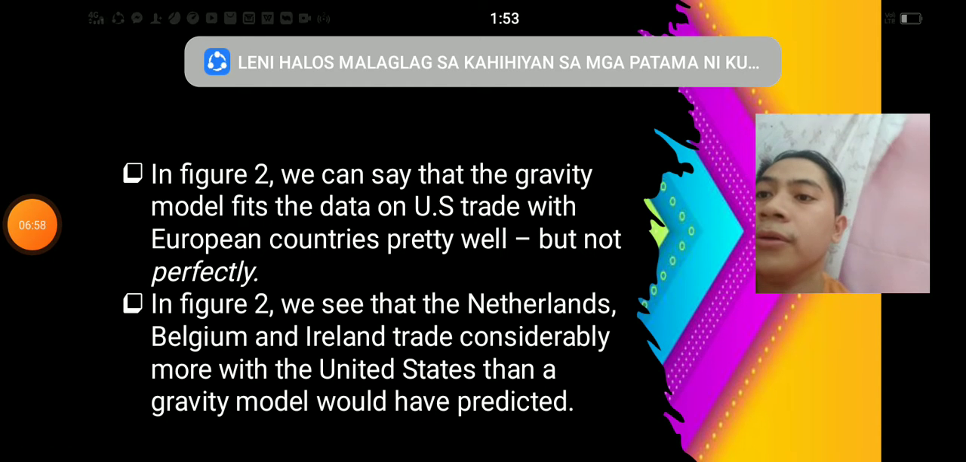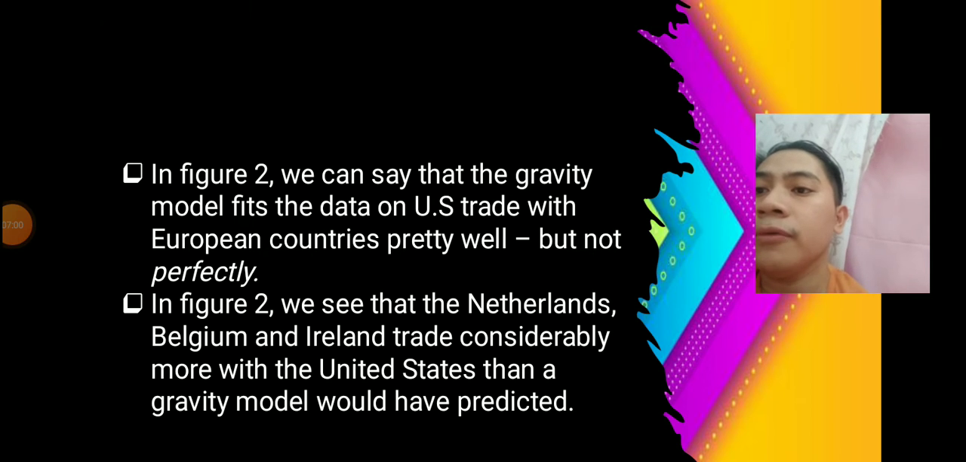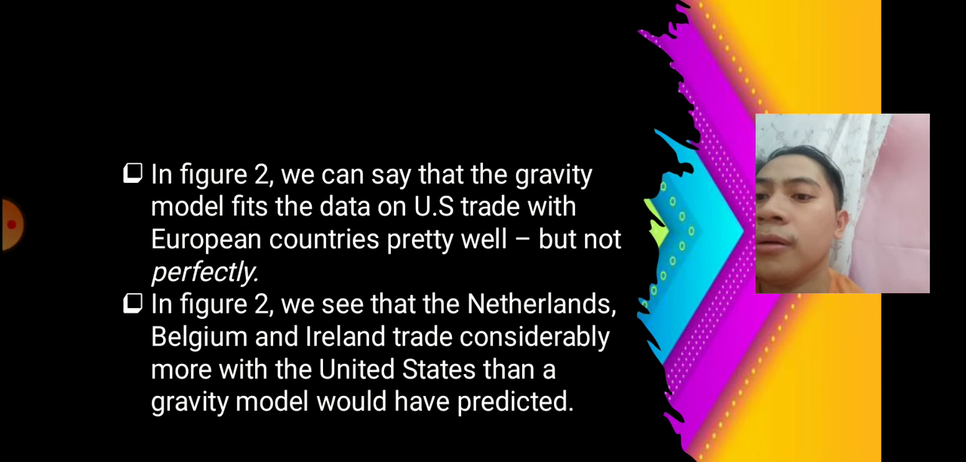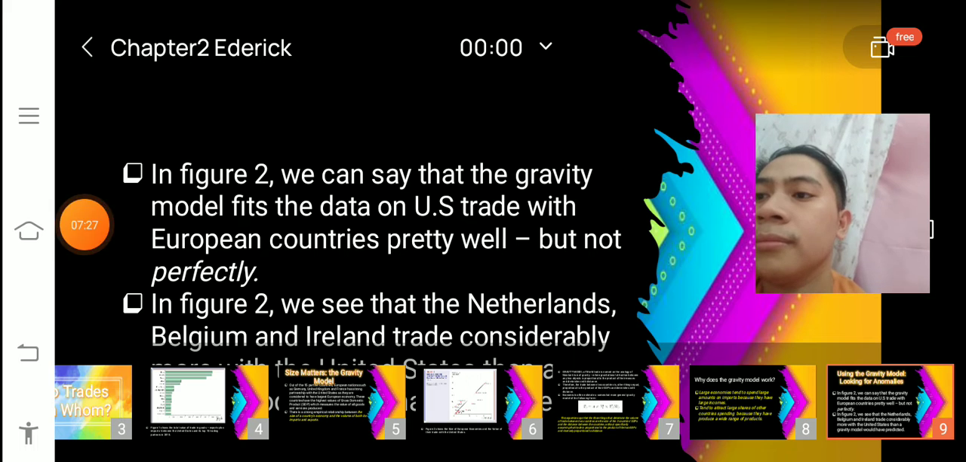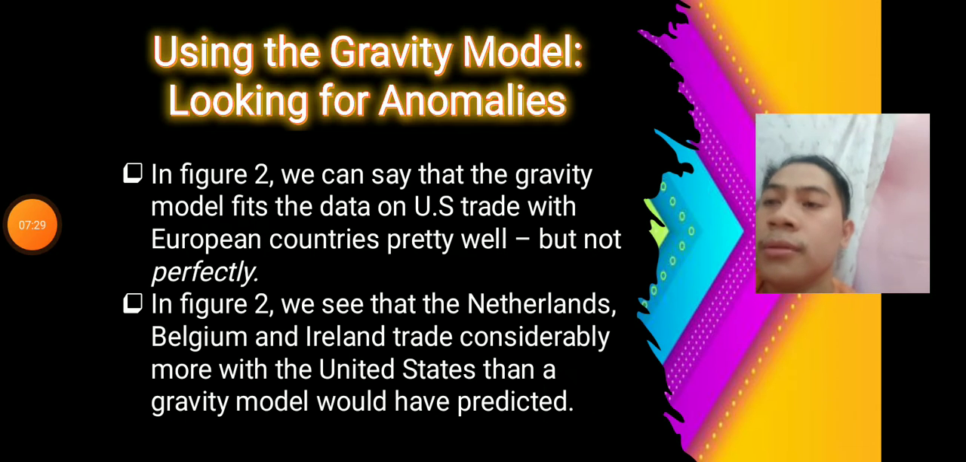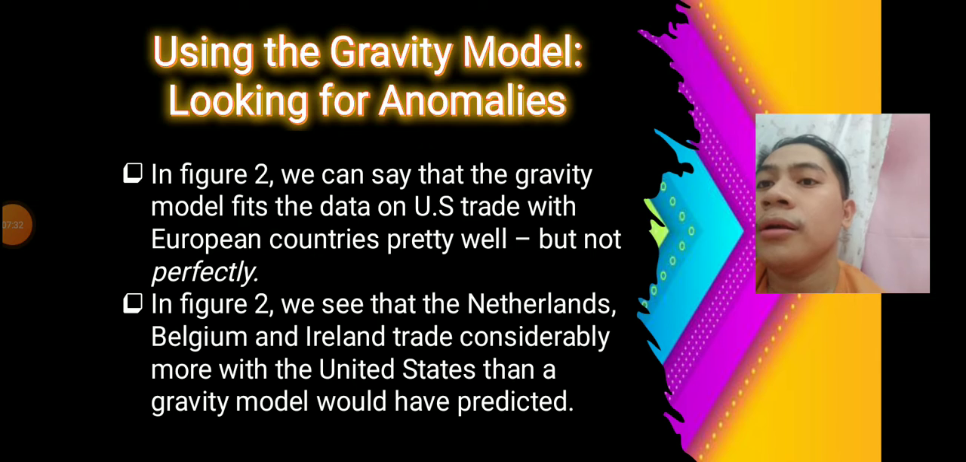In figure 2, we can say that the gravity model fits the data on US trade with European countries pretty well, but not perfectly. Second, in figure 2, we see that the Netherlands, Belgium, and Ireland trade considerably more with the United States than a gravity model would have predicted. So this is using the gravity model for looking for anomalies.